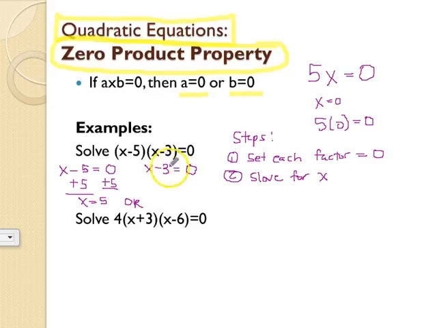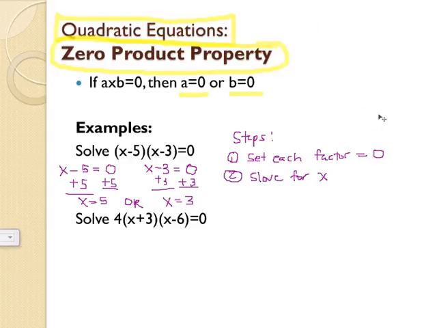Or we've got this equation over here, x minus 3 equals 0. So to solve for x, I'm going to add 3 to both sides. And x would have to equal 3. So in this case, my answer would be x equals 5 or x equals 3.